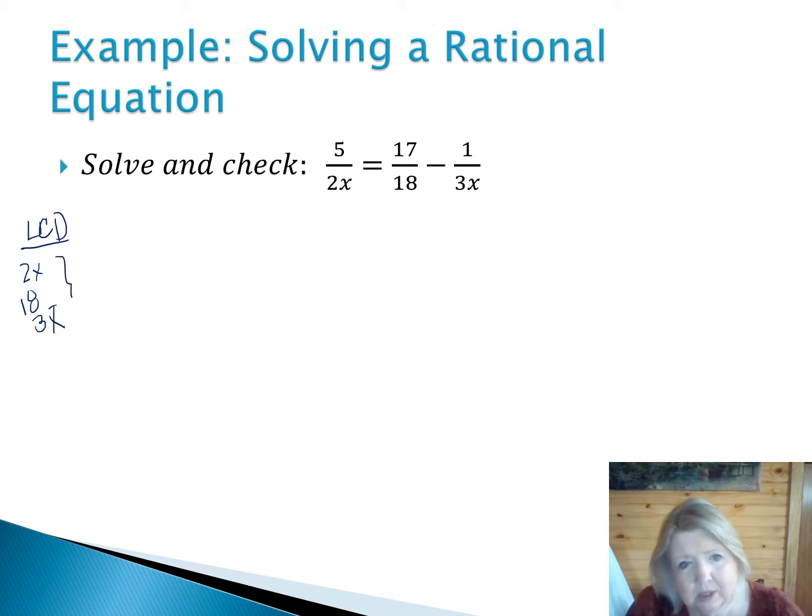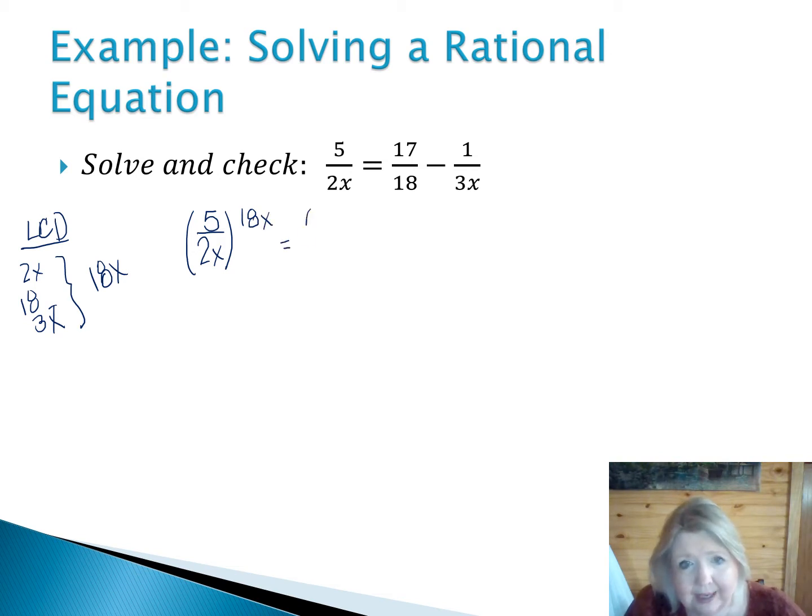2 and 3 both go into 18, so 18 is going to be the numerical part, and I have to have an x because I have an x in my list. So 18x is going to be my lovely little magic number that I came up with. It's really just the least common denominator for me. And I'm going to multiply both sides by 18x.